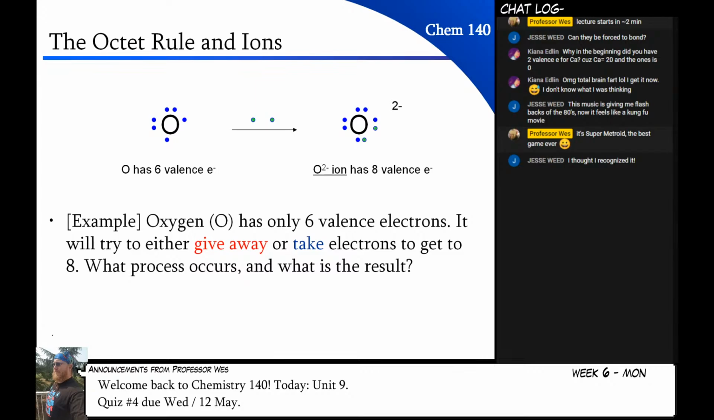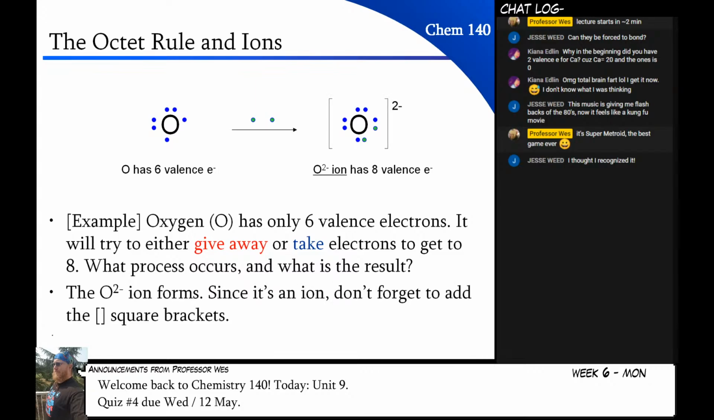And then we need the brackets, which I don't think this puts in there. There we go. Yeah, don't forget to add the square brackets. There you go. So you can see here that we're taking our neutral elements and making them into ions by changing the number of electrons they have so that they have an octet.